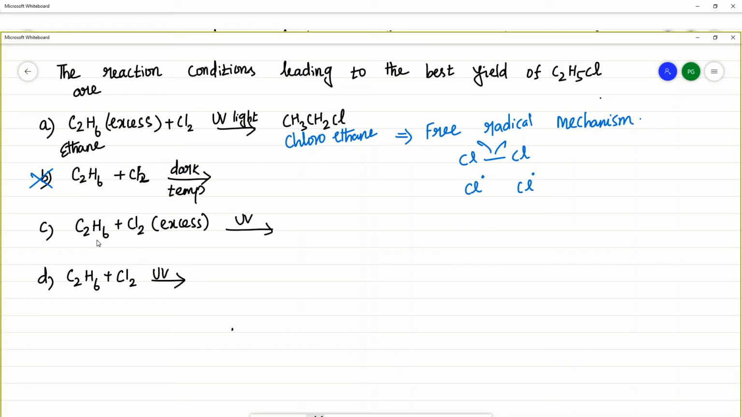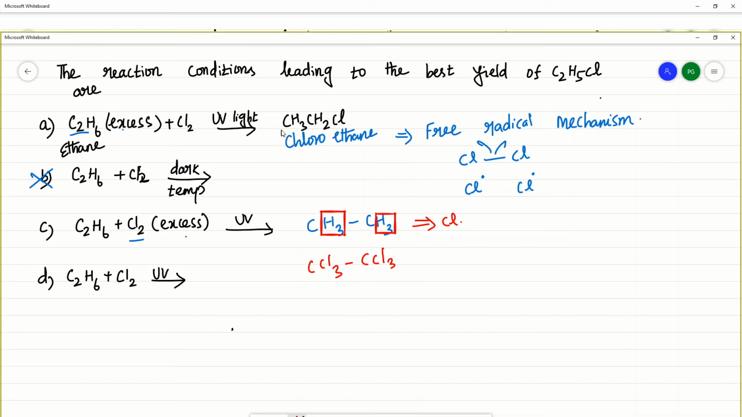Now, when we are seeing this, if C2H6 is in excess or Cl2 is in excess. If Cl2 is in excess, what happens? All the hydrogens will be replaced by chlorine. So we will be getting CCl3.